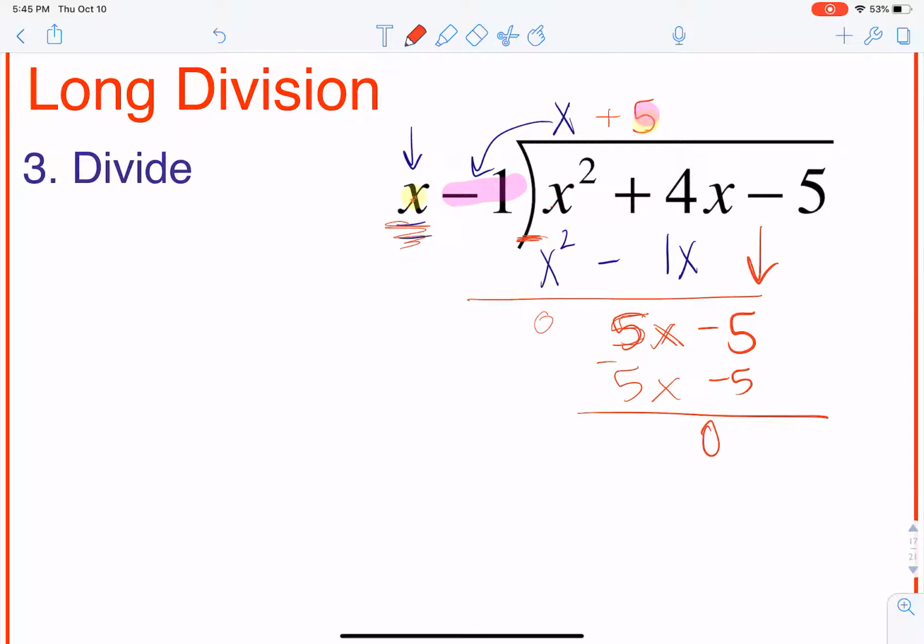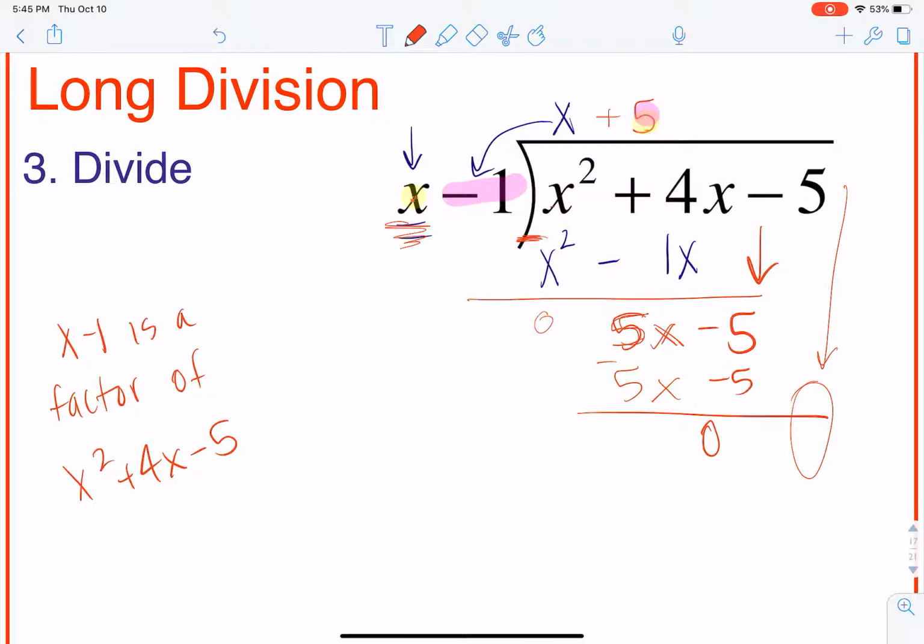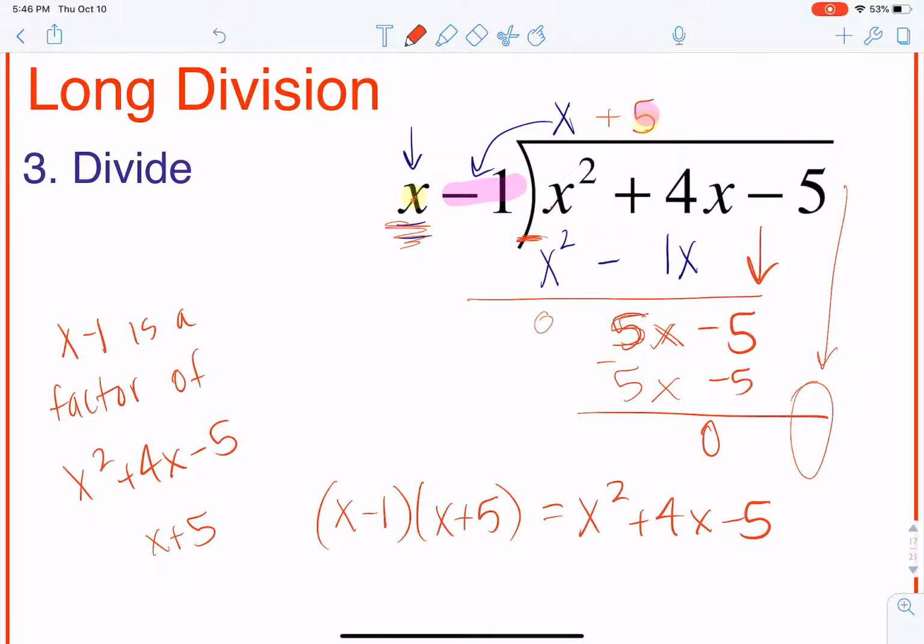So since I have nothing left, and I also have nothing else to bring down over here, I know that x minus 1 is a factor of x squared plus 4x minus 5. And another factor of x squared plus 4x minus 5 is my result here, which is x plus 5. So I know that x minus 1 times x plus 5 is equal to x squared plus 4x minus 5. So x minus 1 is a factor. I have a remainder of 0 here.